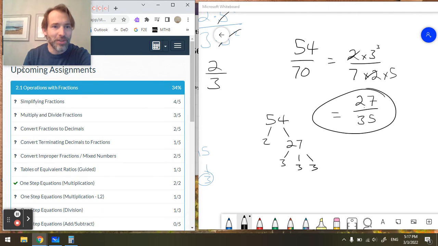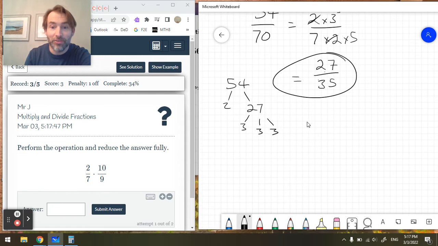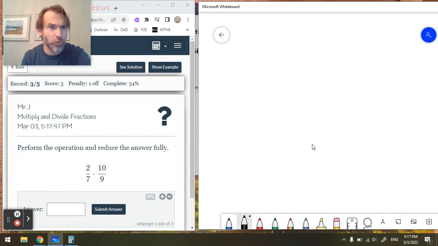Okay, so let's go on to the next topic. So multiply and divide fractions. All right, multiplying and dividing fractions. That was our topic from Wednesday. So here, when we're multiplying fractions, there's not that much that we need to do. We need to copy down the question, 2 over 7 multiplied by 10 over 9.